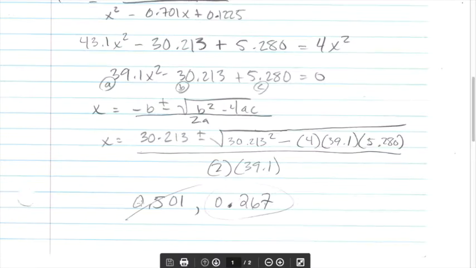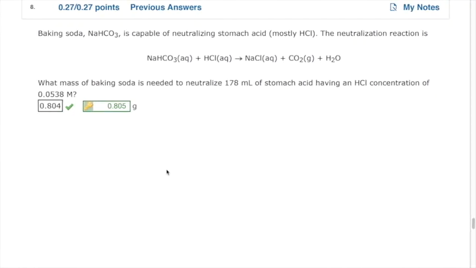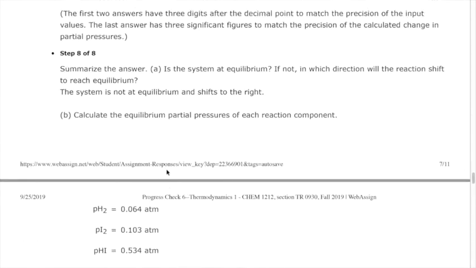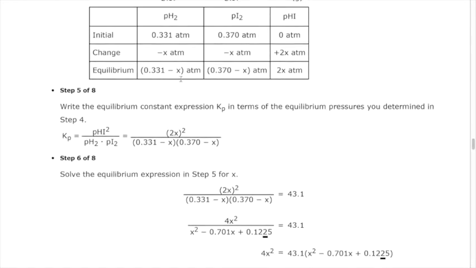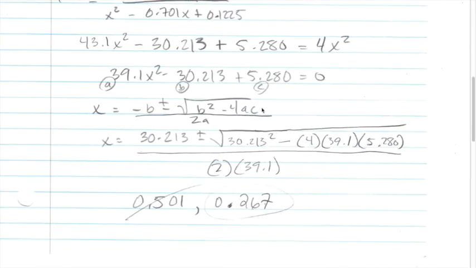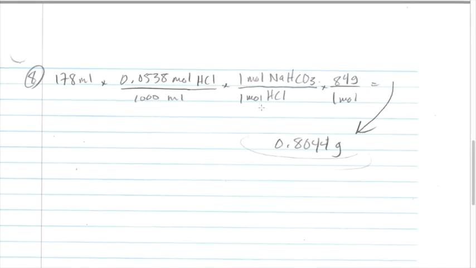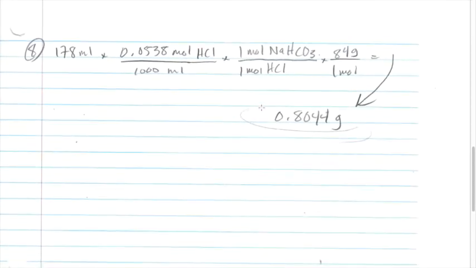And the reason we throw out 0.501, which is one of the two values you get, is again, if you put 0.501 in for X here, that'll give you a negative number. Same here. That's why we throw it out. You can't have a negative partial pressure. Okay, sorry about that. Just wanted to show that math because it's kind of hard.